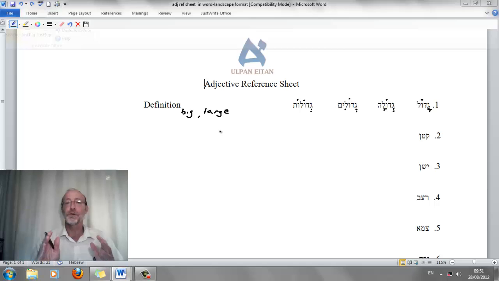Gadol is going to turn out to be the only adjective on this particular page that has four letters in it: gimel, dalet, the vav with the dot on top, and the lamed. So I'm going to draw a little line over here to show that that's, as it were, a little bit of a group. But now look over here.